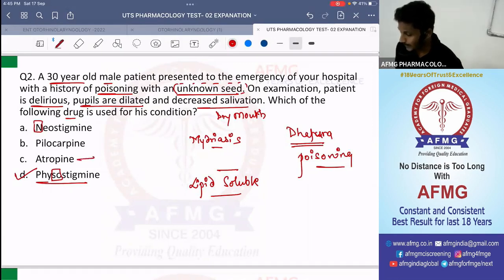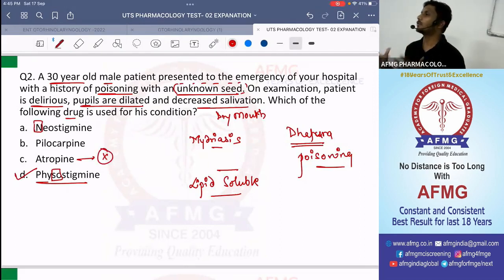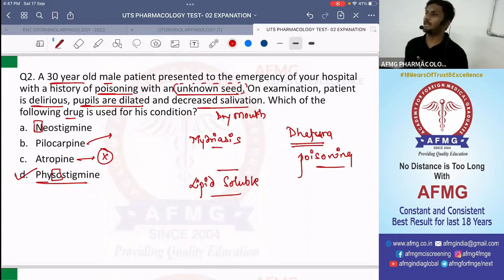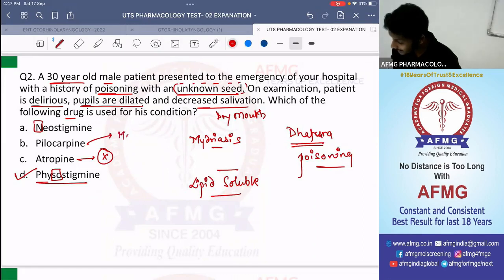Please remember this. Atropine is absolutely contraindicated because atropine and dhatura have similar actions. If you give atropine to the patient, that will lead to worsening of the symptoms, not improvement. And pilocarpine is not a cholinergic agent which will act on all the cholinergic receptors. Rather, it selectively acts only at the M3 receptors, that too only in the pupils.